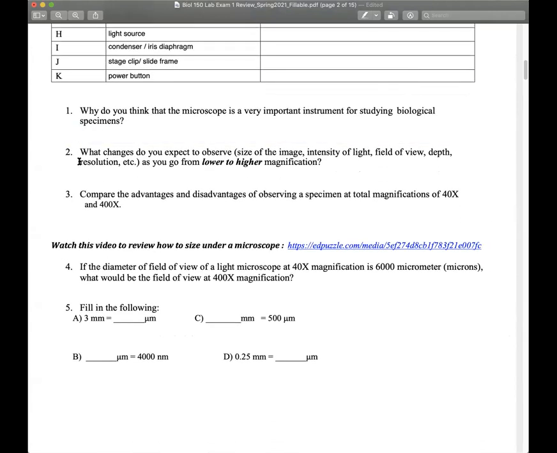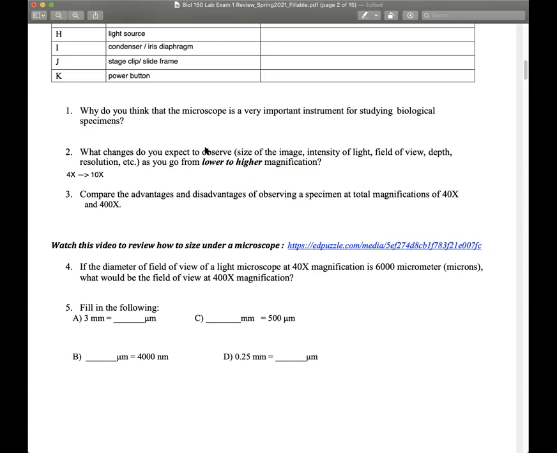Let's talk about question number 2. If we are going from a low to a high magnification, so let's say from a 4x to a 10x, what do we expect to see happen to the size of the image, the intensity of light, and our field of view? Let's imagine we're going from 4x to 10x. Is the size of the image going to get larger or smaller?